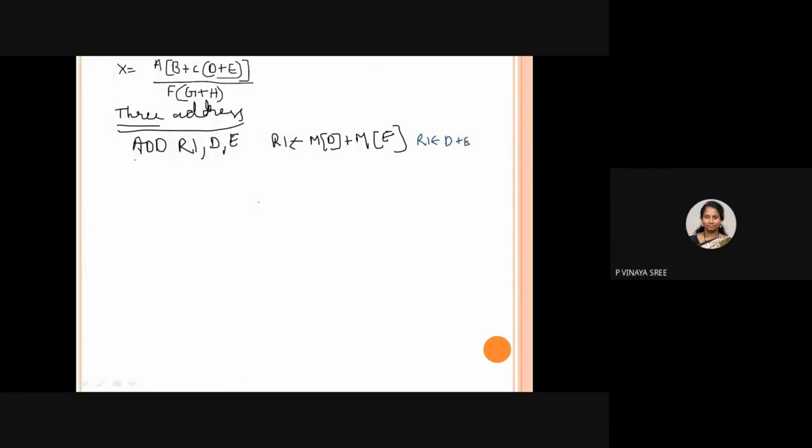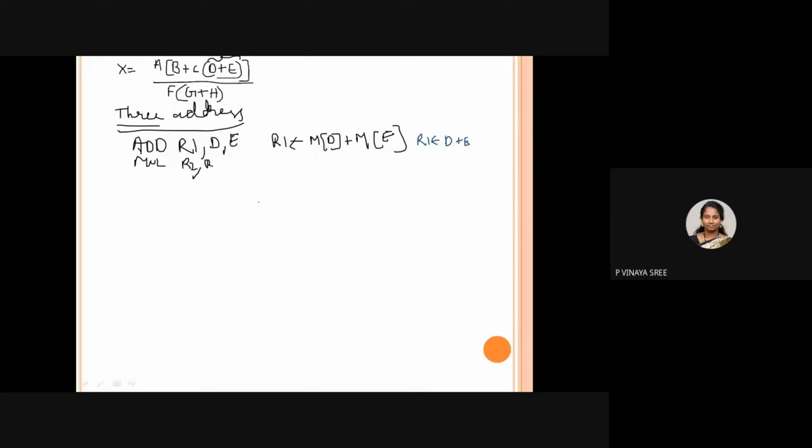Next step is Mul. We need to do multiplication, because this part is completed. Next is C, so multiply R1 and C. Which register do I take to store the result? R2. So R2, R1, C. One operand is available in R1, which is D plus E.